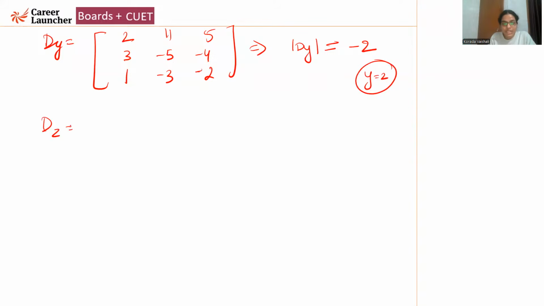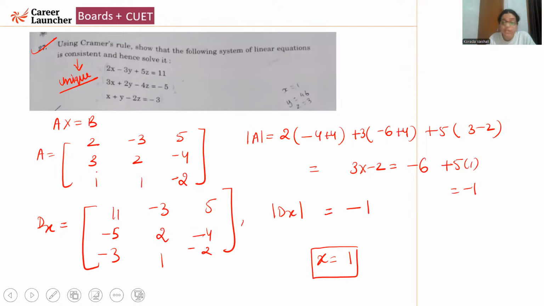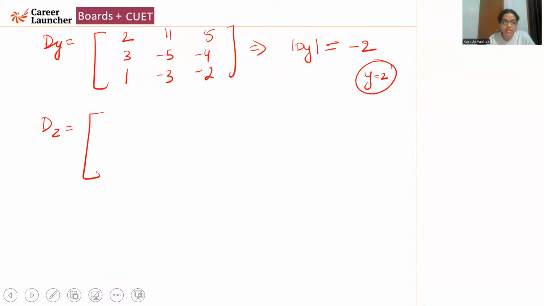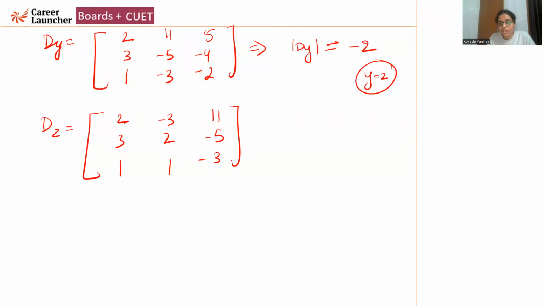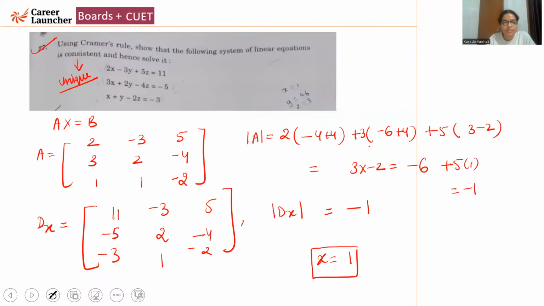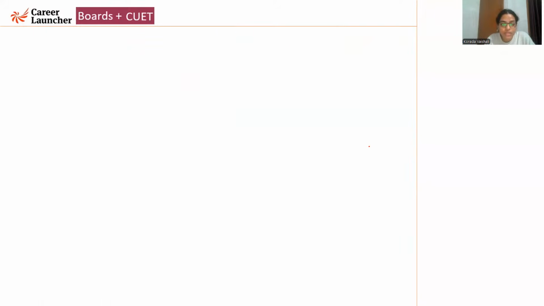Now let's calculate the Dz matrix, जहाँ पे we have to replace the third column of A with the B matrix. So 2, 3, 1, I'm going to again write all the values, -3, 2, and 1, and replacing the third one with the B matrix. So again calculate the determinant of Dz, and then we will comment on the value of z. So this is coming out to be -3, so it means z की value 3 हो जाएगी, and this completes the question. So this is question number 27. So let's move on to question number 28.